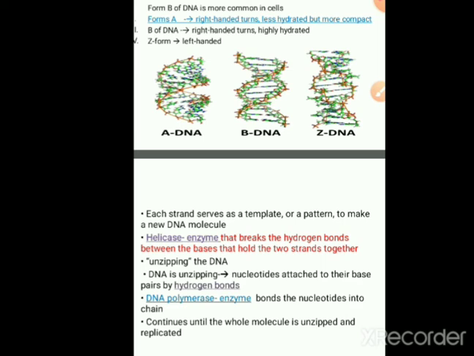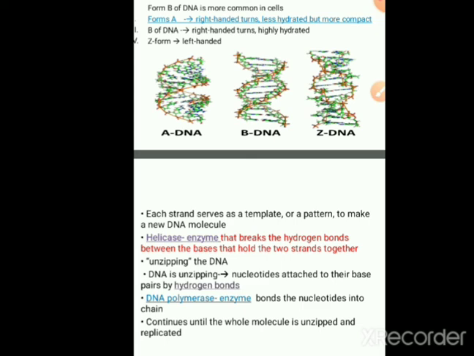Another thing is the DNA polymerase enzyme. It binds the nucleotides into the chain, so its role is the inverse of the helicase enzyme. Helicase breaks the bonds, and DNA polymerase attaches the nucleotide bases to give rise to the lengthy DNA. You need helicase when you have to end the transcription and translation. That activity continues until the whole molecule is unzipped and replicated.